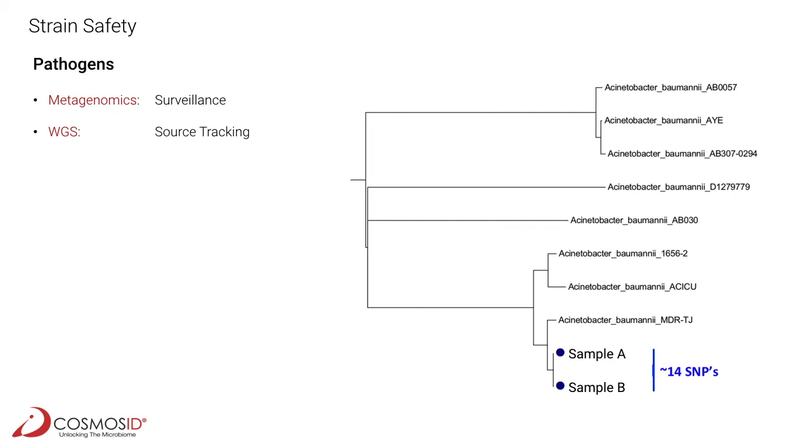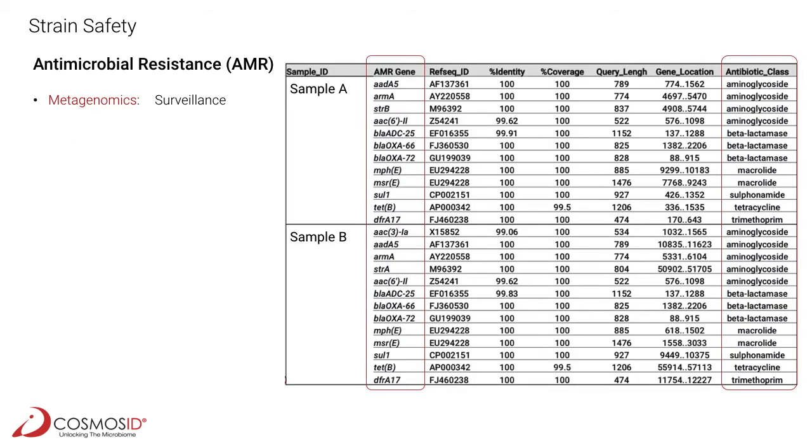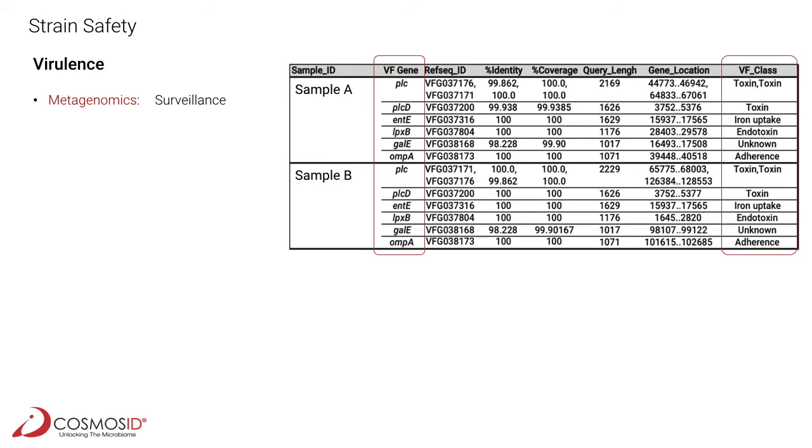Continued safety is another important aspect where metagenomics allows you to routinely survey whether contaminations have emerged in your formulation. Those could be bacterial or microbial contaminations, contaminations of emerging antimicrobial resistance or virulence, all of which could pose a health and safety threat to your consumers.